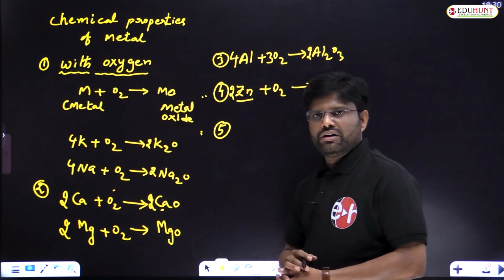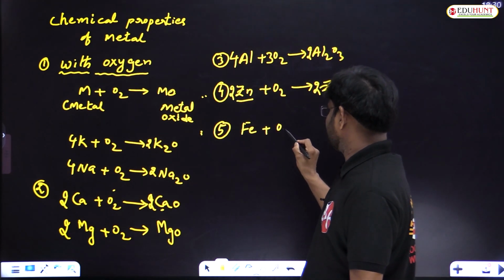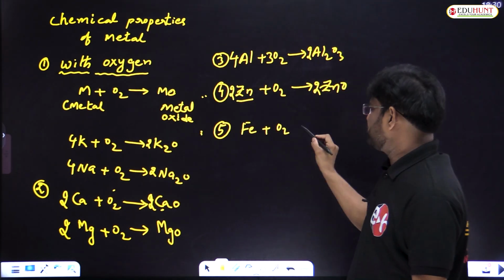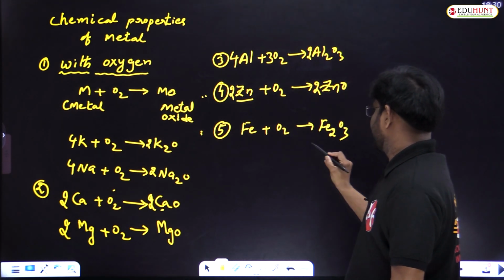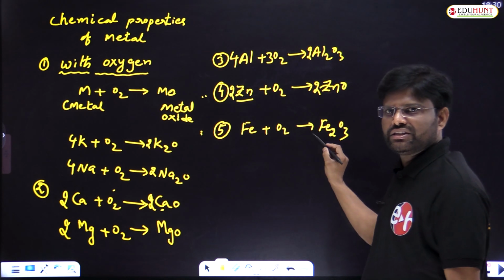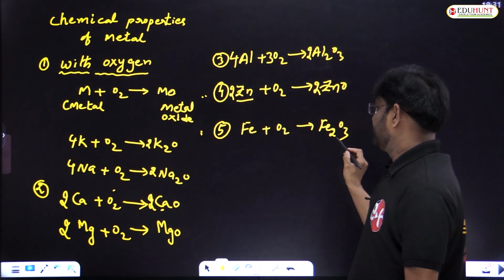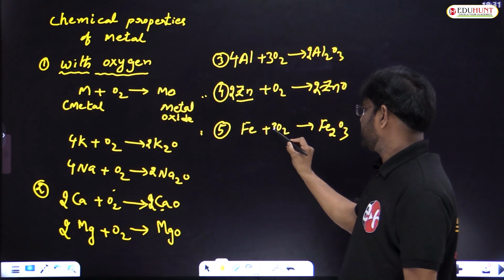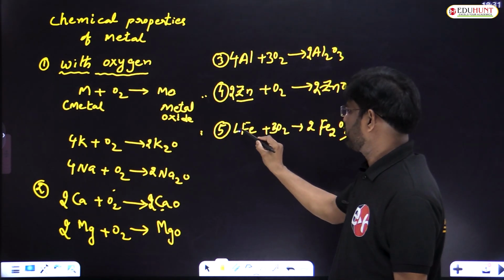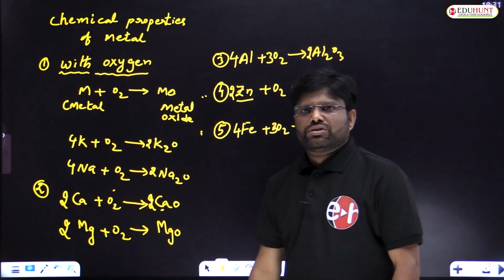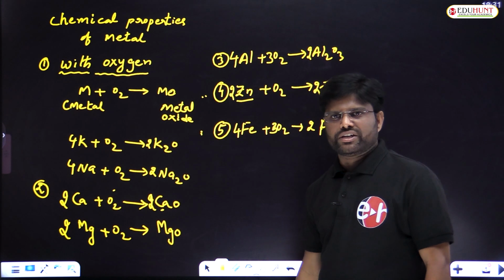Next one, iron. Iron reacts with oxygen. This is also less reactive and forms Fe2O3. In order to balance this reaction, same here also, iron will react with oxygen. Here there is an odd number, 3. Here 3 2s are 6. Here 2 3s are 6. Here 4. So, this is about iron reacting with oxygen and forming iron 3 oxide.